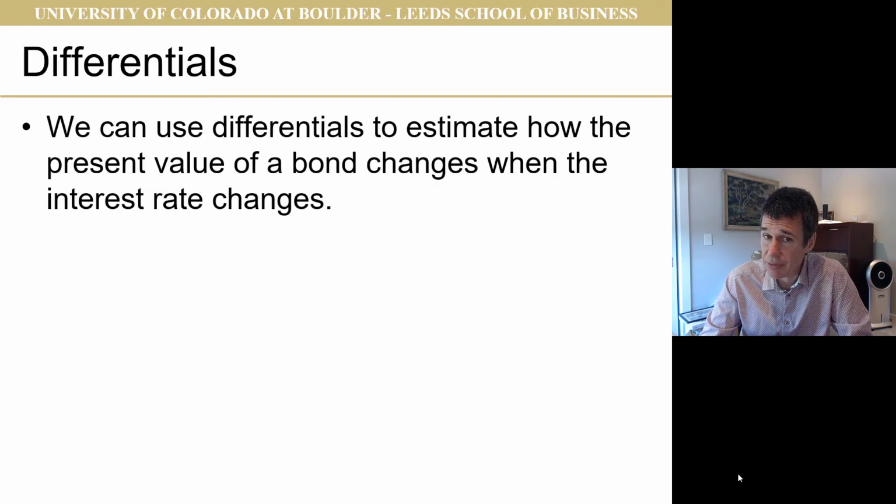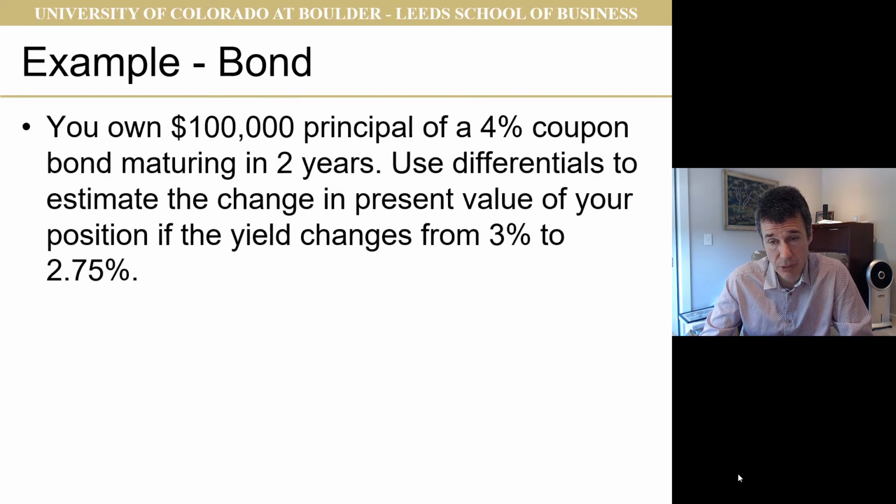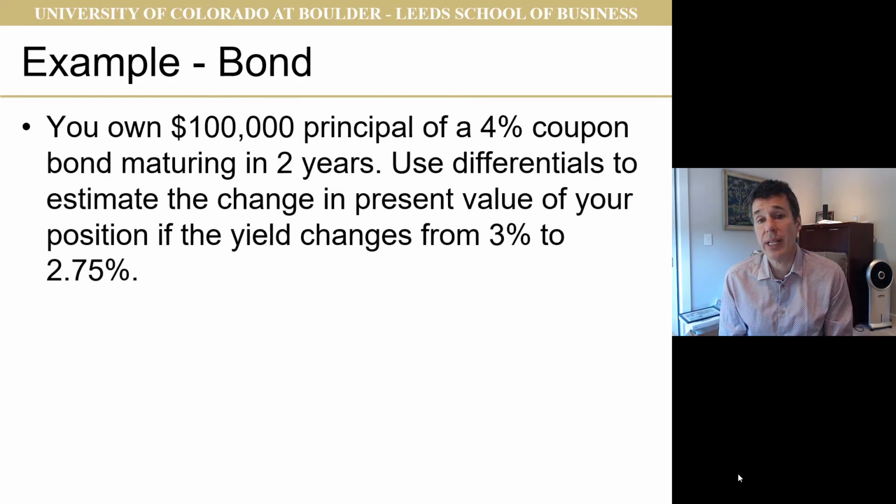We can also use differentials to estimate how the present value of a bond changes when interest rates change. dPV equals the derivative PV prime of y times the change in y. So let's do an example. We own $100,000 principal of a 4% coupon bond maturing in 2 years. We're going to use differentials to estimate the change in present value of the position if the yield changes from 3% to 2.75%.